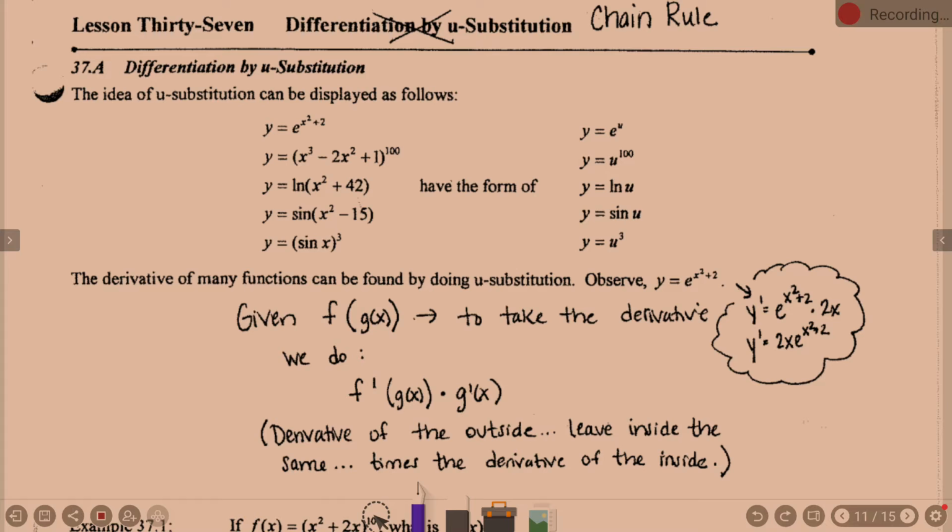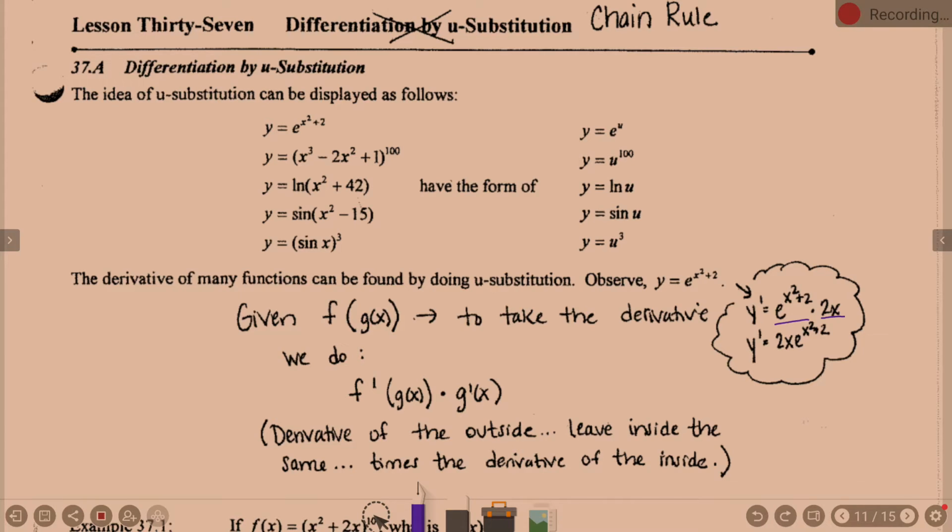And so the idea here, y equals e to the x squared plus 2. If we talk about this one up there, what is the derivative of e to some power? Well, the derivative of e to the x is e to the x, right? So the derivative of e to some power is e to that power. But then what's the derivative of that power? And this is where chain rule works, because now you have to say, okay, what is the derivative of x squared plus 2? And that's 2x.